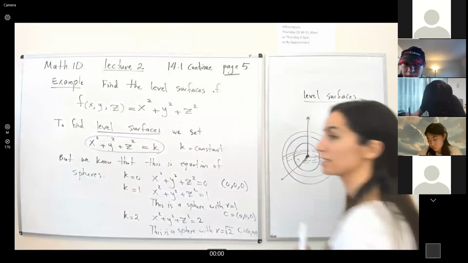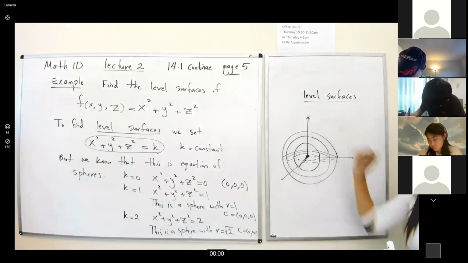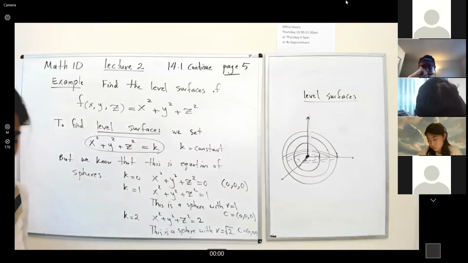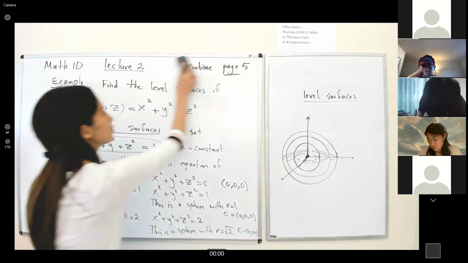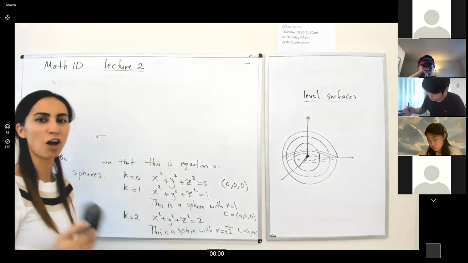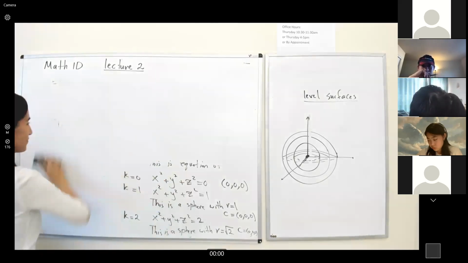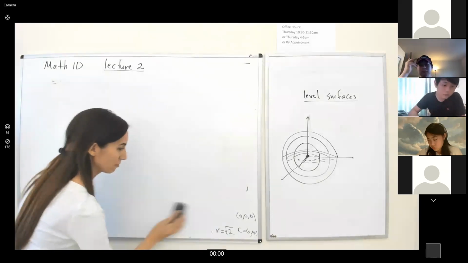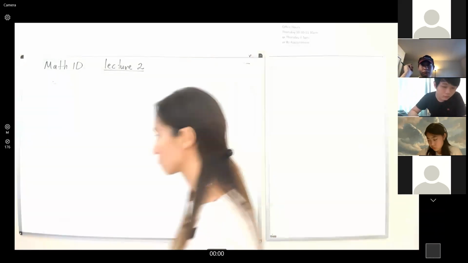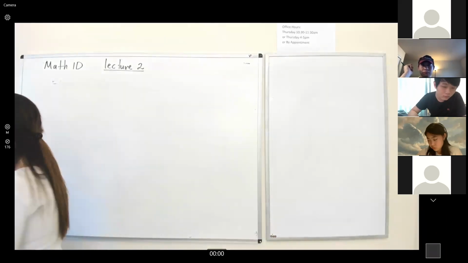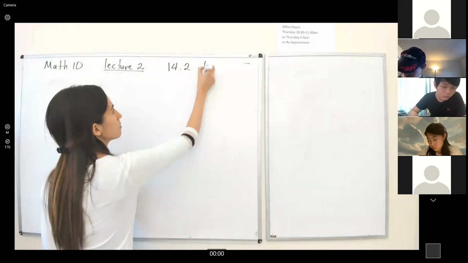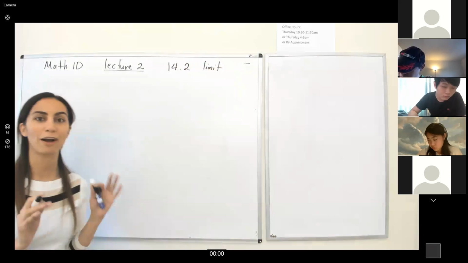It's not just one surface, it's a family of surfaces. So let us start 14.2. We're going to talk about limit, our favorite topic from Math 1A. There you go, 14.2. Limit, then we're going to talk about continuity.